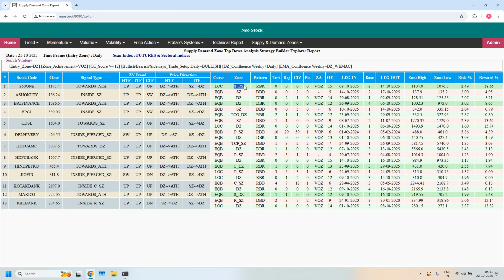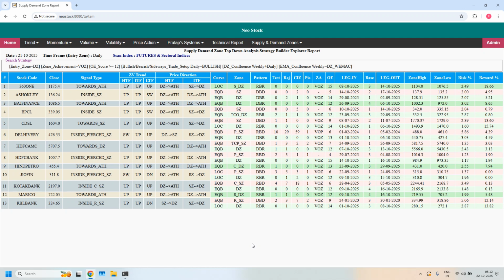So these 13 daily demand zones might have a higher probability of success, provided the lesson 20 checklist items are satisfied. Otherwise, there are higher chances of these daily demand zones being violated. So the lesson 20 checklists are very, very important. If they are satisfied, only then should you plan the trades. So these are the high probability trade setup daily demand zones based on the first strategy.